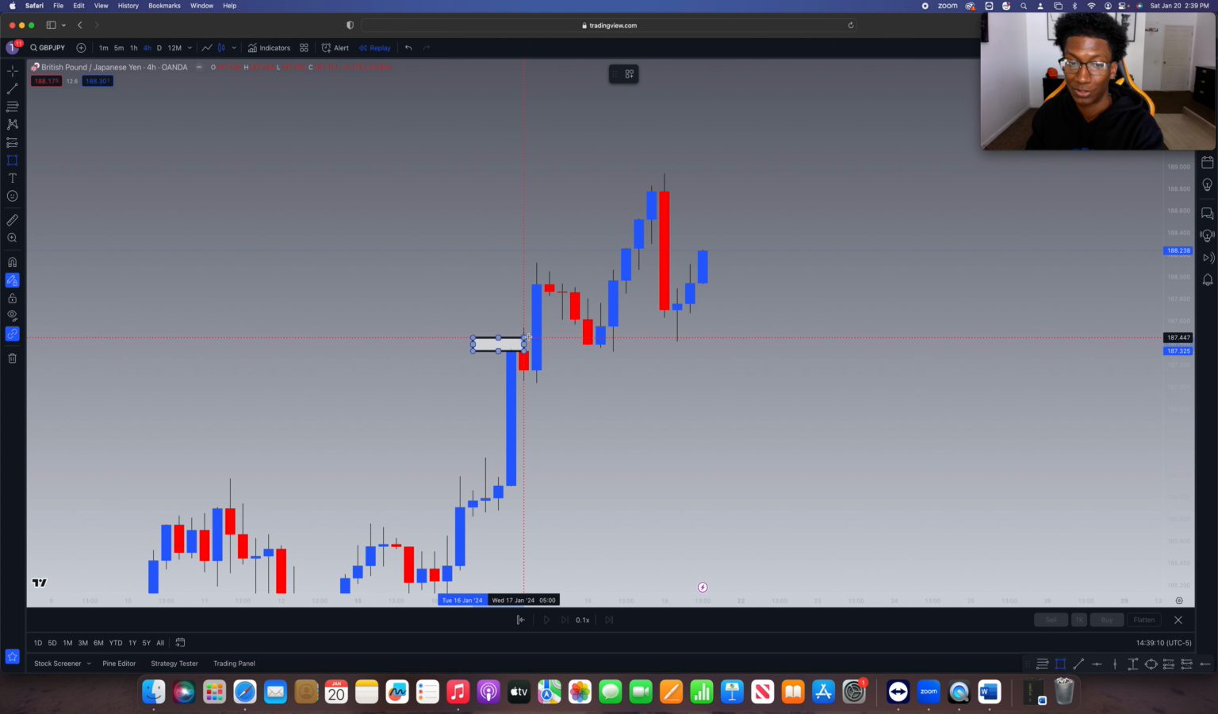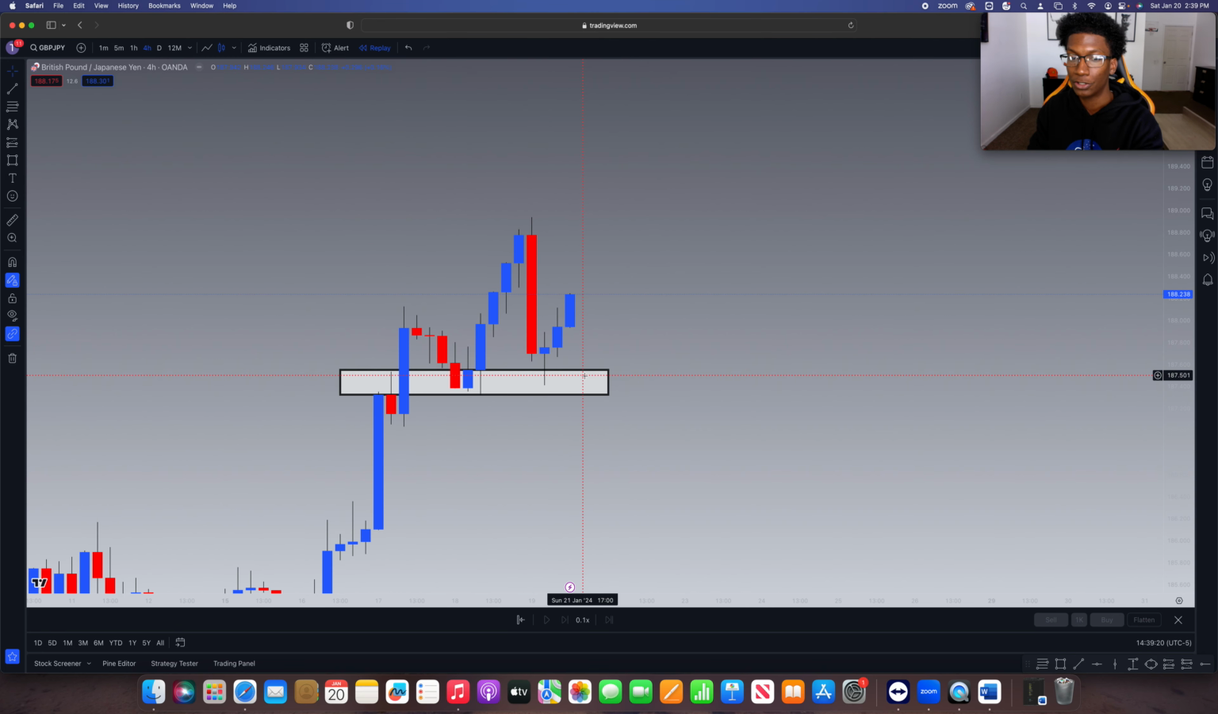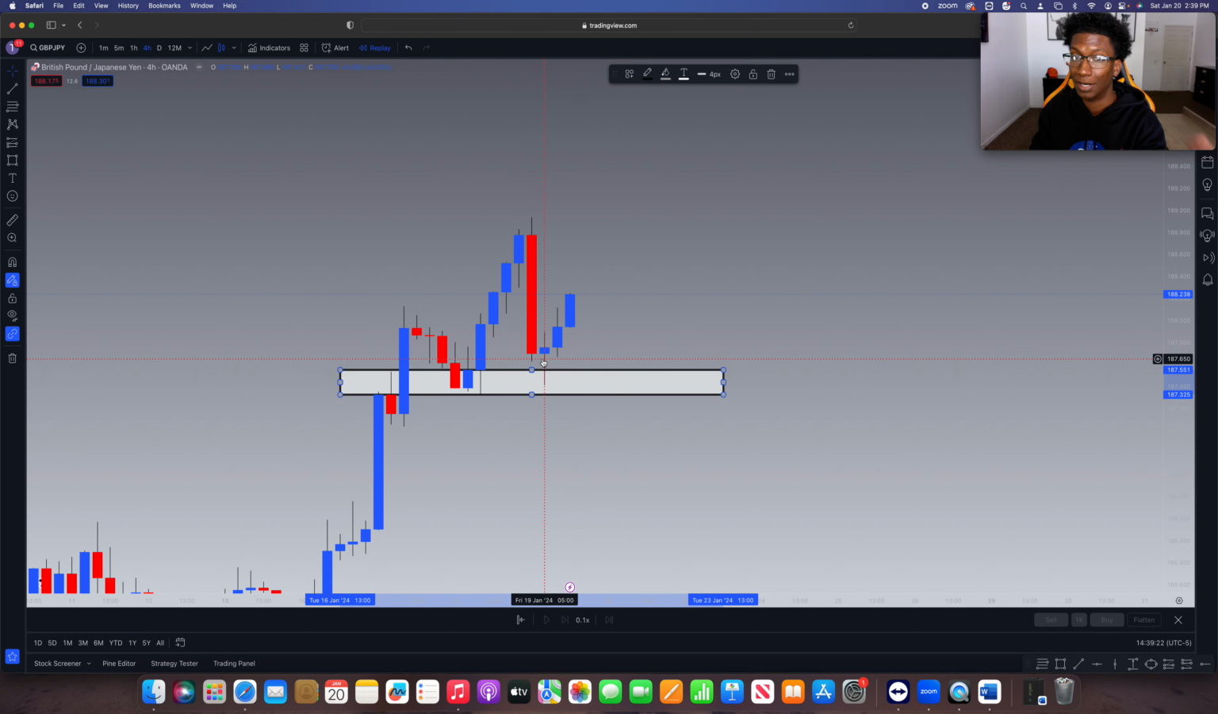There's no way you can execute at this first zone. I understand that. But as price came back and retested the same zone again, and I see that price increase, I know that, okay, anytime in the future price comes back in the zone, I'm buying. And you see it happen here.